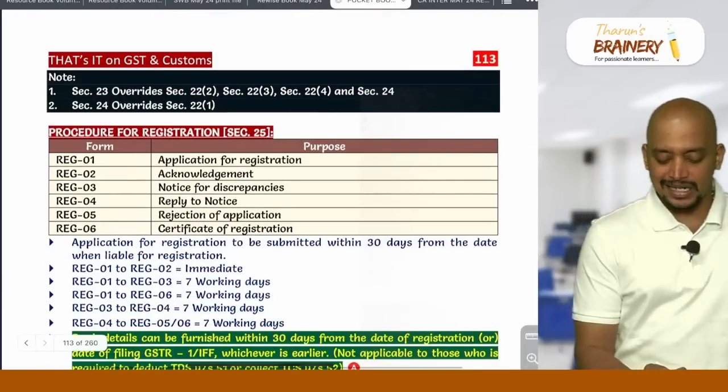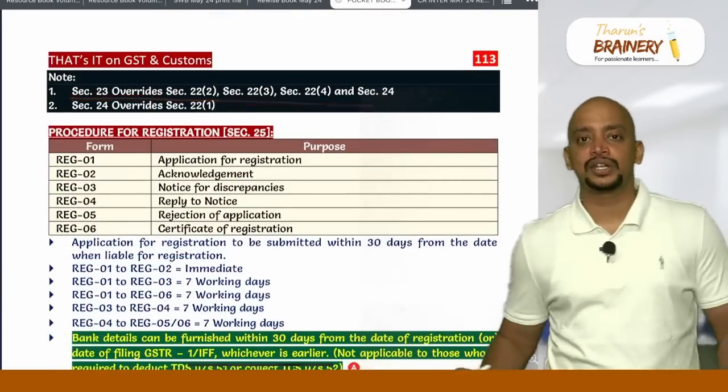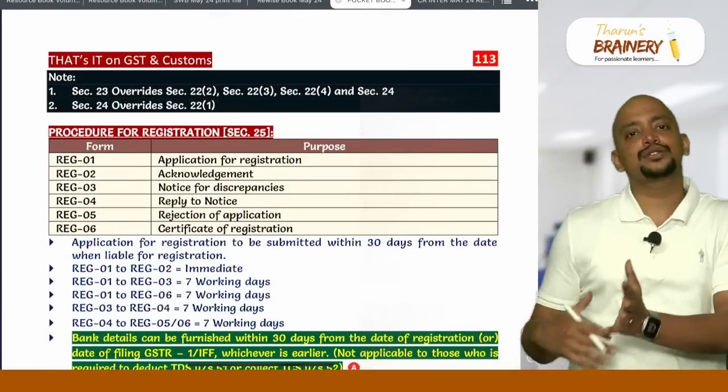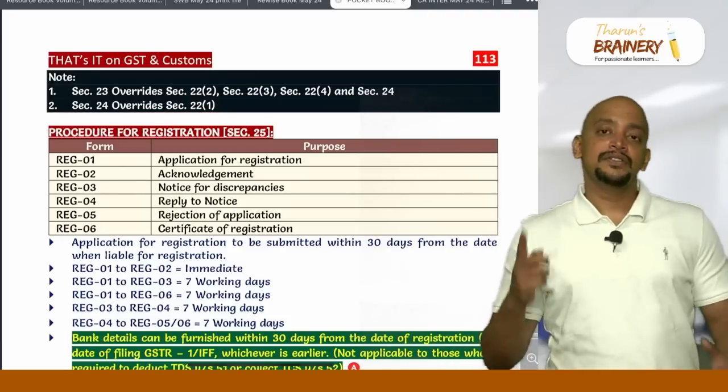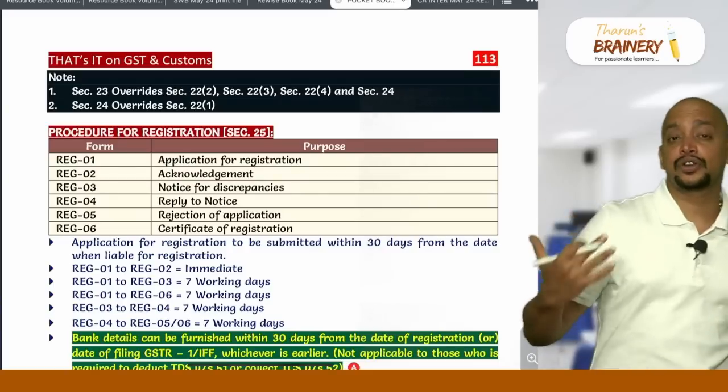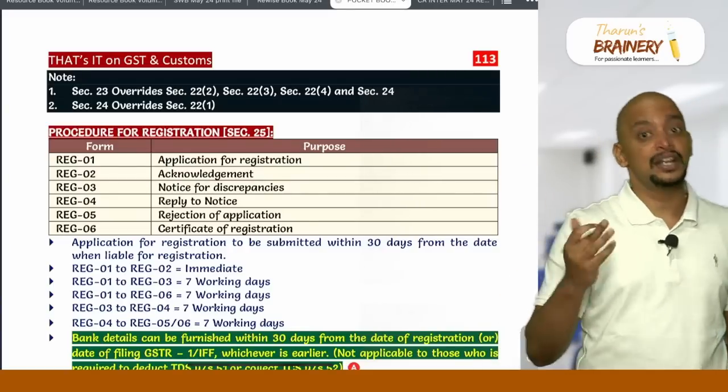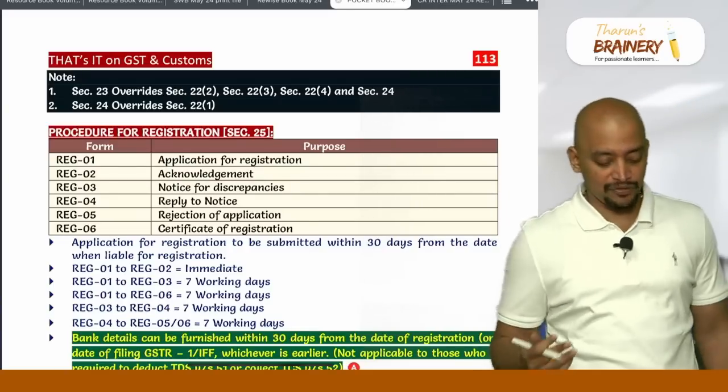So section 23 overrides all the sections. If a person is exempted from registration, he is not required to get registered, whereas section 24 overrides section 22. Section 24 says that even if my aggregate turnover does not exceed the threshold limit, I need to register, but section 23 overrides even section 24.